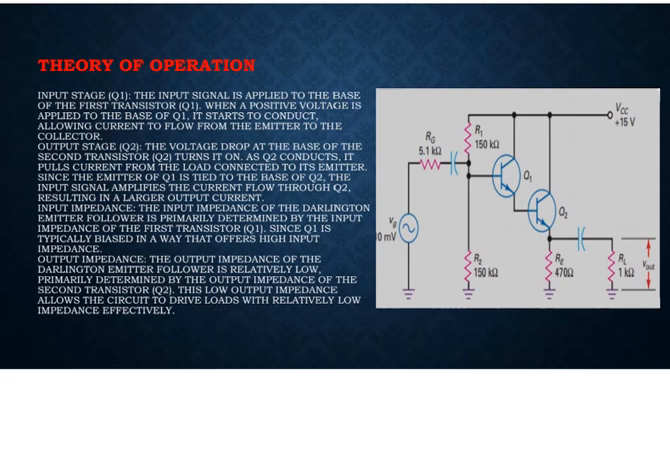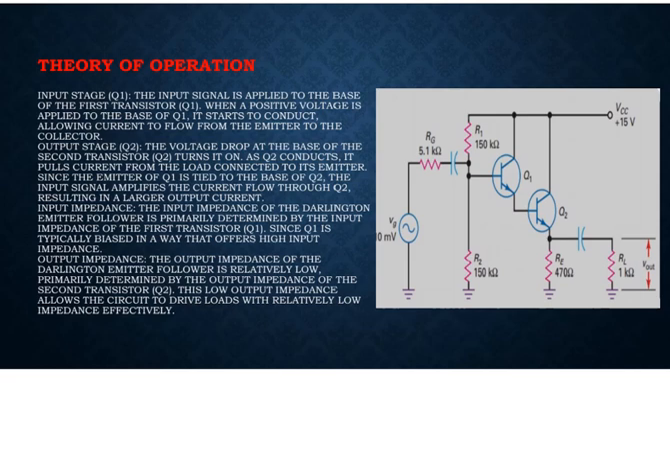Theory of operation: at the input stage, the input signal is applied to the base of the first transistor Q1, and when a positive voltage is applied to the base of Q1, it starts to conduct. In the output stage, the voltage drop is at the base of the second transistor Q2. It turns it on, and as Q2 conducts, it pulls current from the load connected to its emitter, since the emitter is off at Q1.